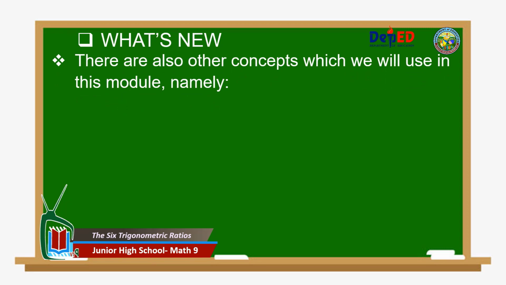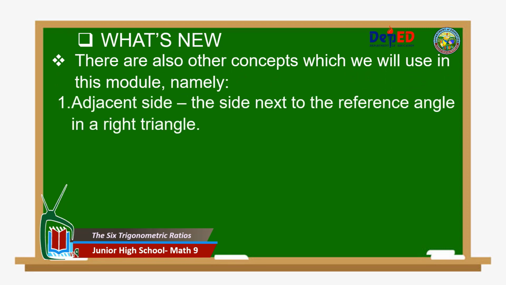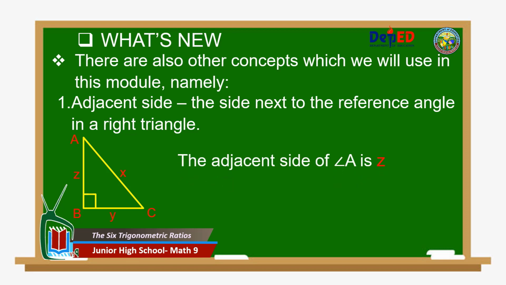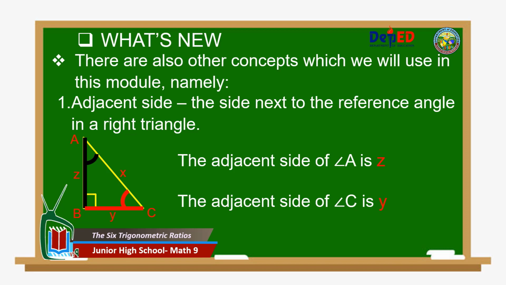There are also other concepts which we will use in this module. The first one is adjacent side, which means the side next to the reference angle in a right triangle. In a right triangle ABC with sides X, Y, and Z, the adjacent side of angle A is side Z, and the adjacent side of angle C is side Y.